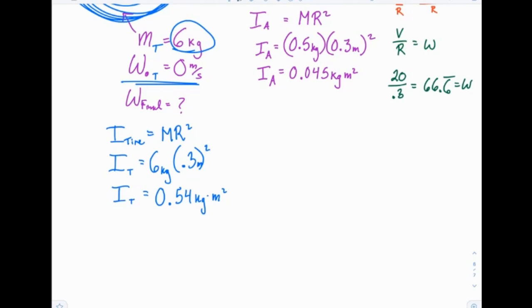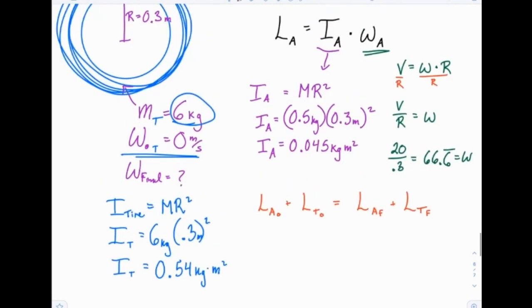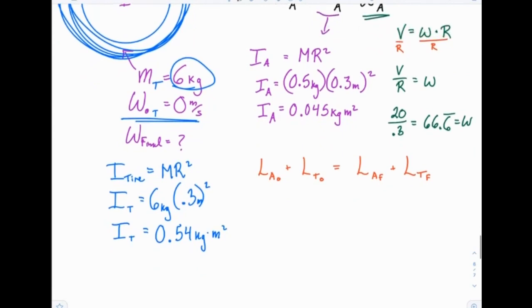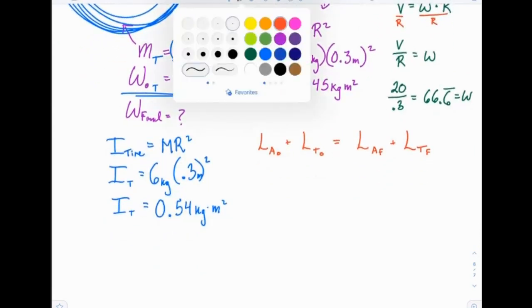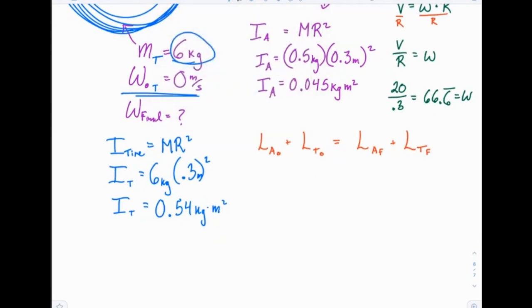All right, so the last thing that I want to do now is put all of these things together. So I'm going to have the angular momentum of my arrow to start with, plus the angular momentum of my tire to start with. And that's going to be equal to the angular momentum of my arrow at the end, plus the angular momentum of my tire at the end. So I've already figured out my moment of inertia and my angular velocity. So I just need to plug those in here because angular momentum is just your moment of inertia times the angular velocity.